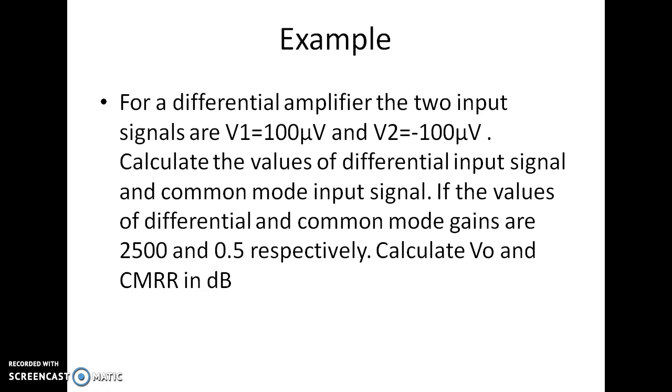So consider an example that for a differential amplifier, the two input signals V1 is 100 microvolt and V2 is minus 100 microvolt. Calculate the values of differential input signal and common mode input signal. If the values of differential and common mode gains are 2500 and 0.5 respectively, calculate output voltage and CMRR in dB. So this is the problem statement mentioned. We have to calculate the output voltage and common mode rejection ratio in decibel.